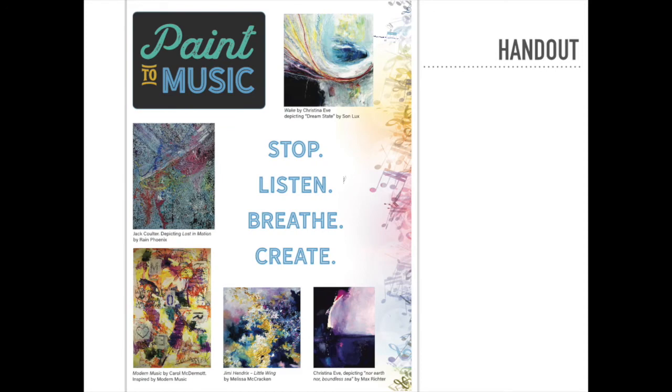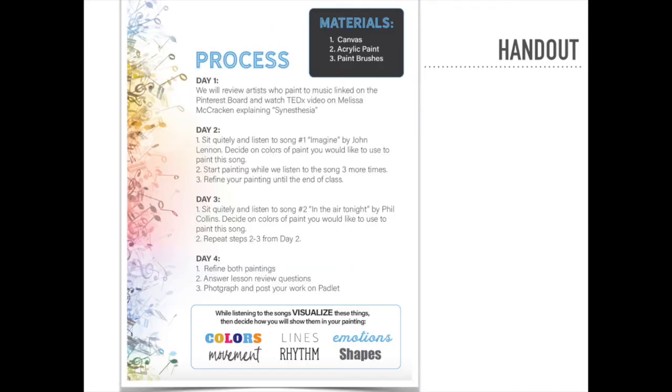This is the handout students will receive for Paint to Music. The theme here: stop, listen, breathe, and create. The other part of the handout discusses the materials and the process for the 4 days to paint the 2 paintings. While listening to the songs, students should visualize things such as color, lines, emotion, movement, rhythm, and shapes, and decide how they will show them in their painting.